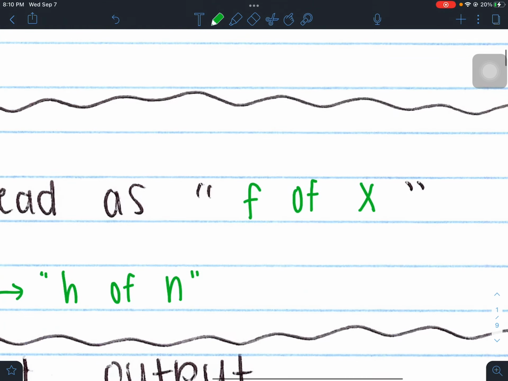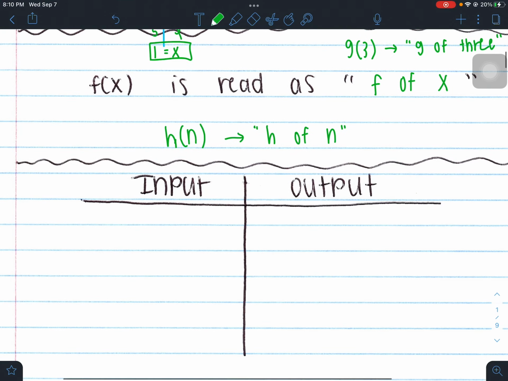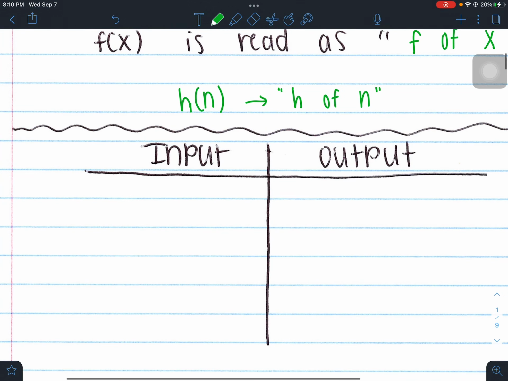Now what if I don't have two letters? What if I have a letter and a number? So something like this. This will be read as g of 3. So we're not going to say g parentheses 3. We're going to say g of 3. It's less of a mouthful to say. It's also easier to say, and all of us math people understand exactly what you're talking about. All right, and we want to make sure everyone's on the same page, so that's another reason.